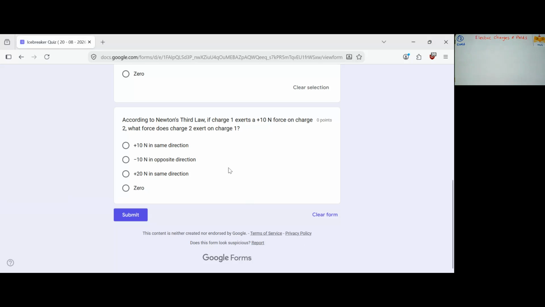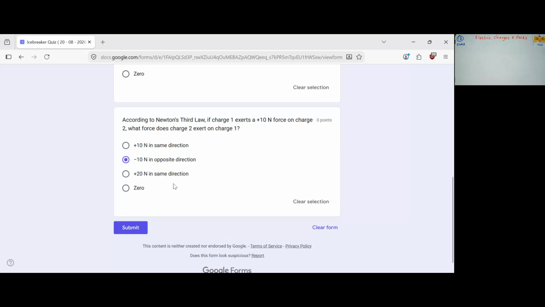Yes, according to Newton's third law, every action has an equal and opposite reaction. So plus 10 Newton force acting on that charge will be answered by a minus 10 Newton force in the opposite direction. So the option is B. Electrostatic forces form an action-reaction pair. So F12 equals minus F21.